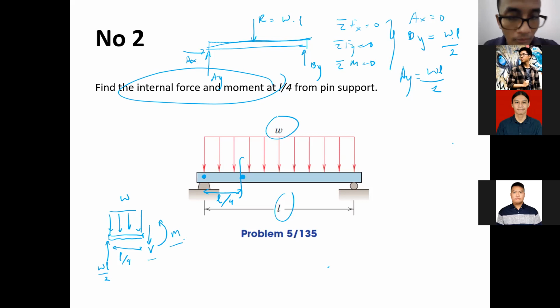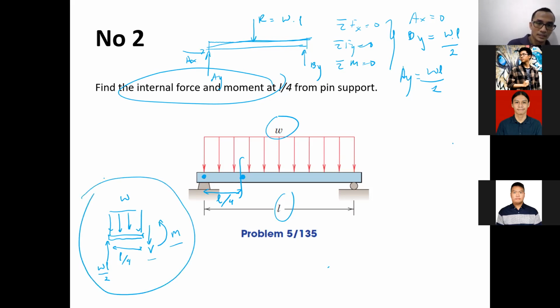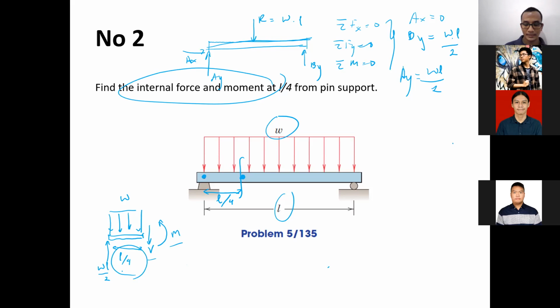Okay, now if we want to solve this, we can try to simplify it by replacing the distributed force, because we already drew the free body diagram and L over 4 there is fixed, right? So we can simplify the distributed force in order to solve this.